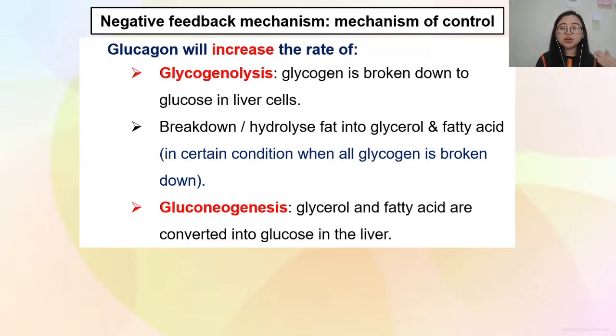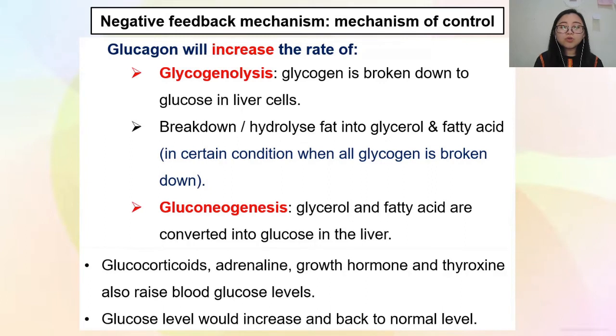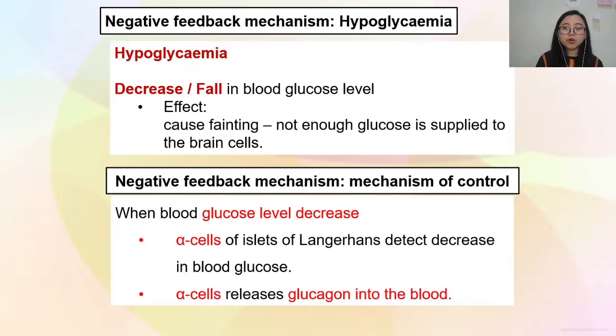This is under the condition where all glycogen is broken down. And it will also increase the rate of gluconeogenesis. Glycerol and fatty acid are converted into glucose in the liver. Glucocorticoids, adrenaline, growth hormone, and thyroxine also raise the blood glucose levels. Glucose levels would increase and go back to normal level. So we are going to go into that with my cincai explanation.